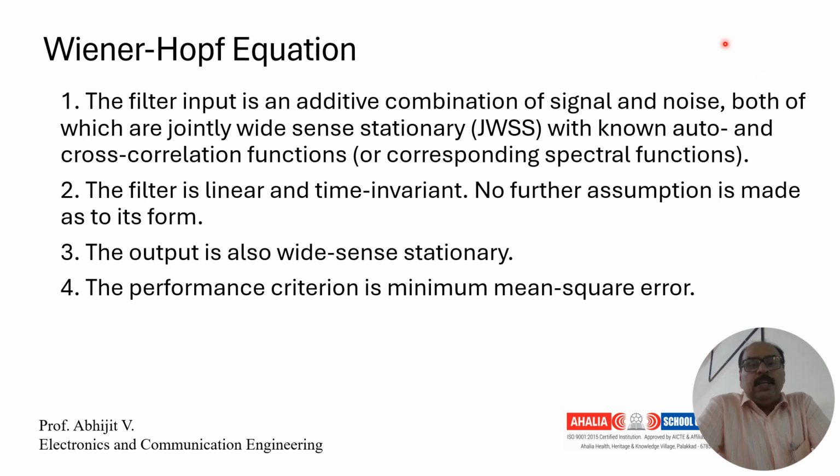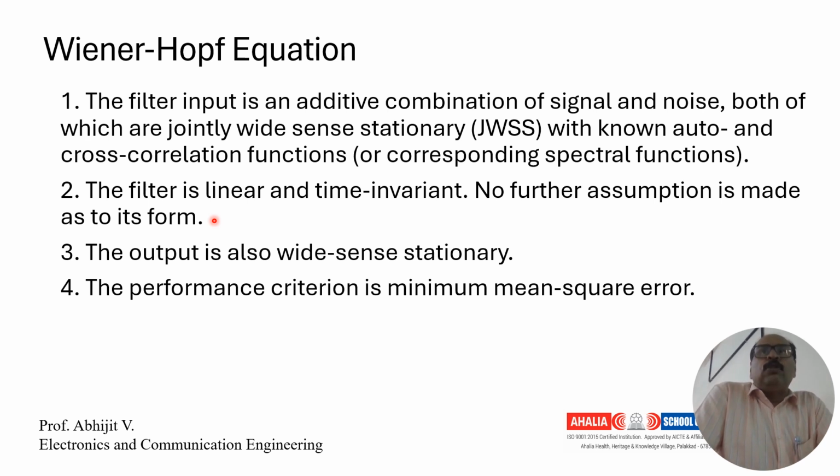The filter input is an additive combination, that is, we call it joint wide sense stationary, JWSS, with known auto and cross correlation functions. Auto correlation means the relationship of the function with the same function at a different point of time. Cross correlation, you have two different signals. So the output of the WEINER filter is linear and time invariant.